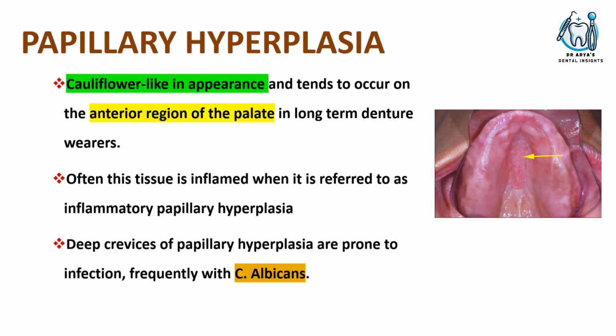This is the papillary hyperplasia. Here it occurs on the anterior region of the palate in long-term denture wearers, and often the tissue is inflamed and it is referred to as inflammatory papillary hyperplasia, and it is more prone to infection, frequently with Candida albicans, although the infection must be treated before new dentures are made. Recurrence is likely unless the hyperplastic tissue is removed.